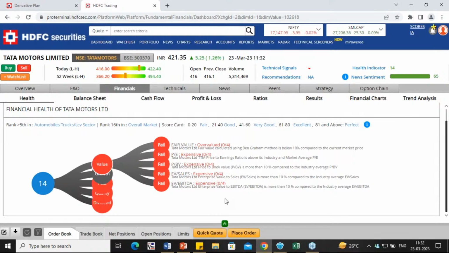Also, we have classified it into a color scorecard. You can see 0 to 20 is fair, 21 to 40 is good, 41 to 60 is very good, 61 to 80 is excellent, and above 81 is a perfect stock to invest in, right? And it keeps updating in real time, day to day. So basically, you will get all the information.